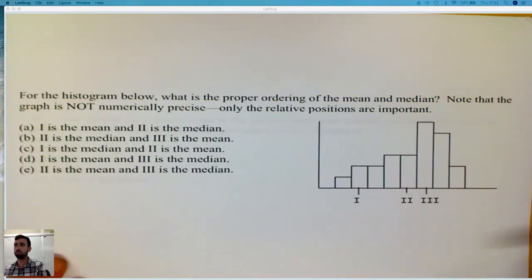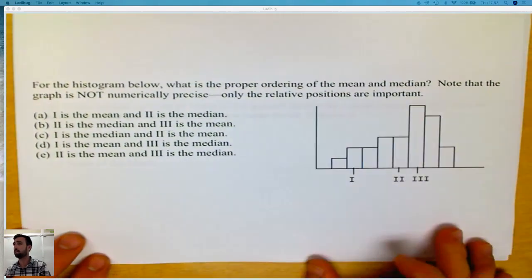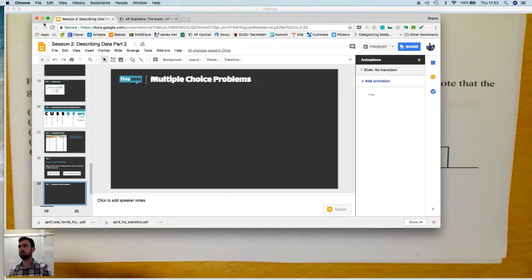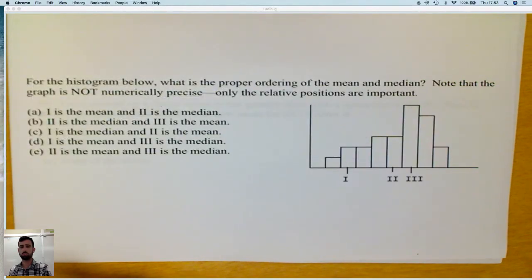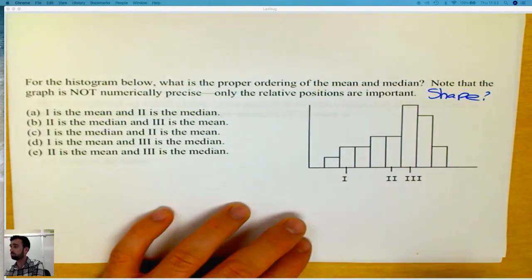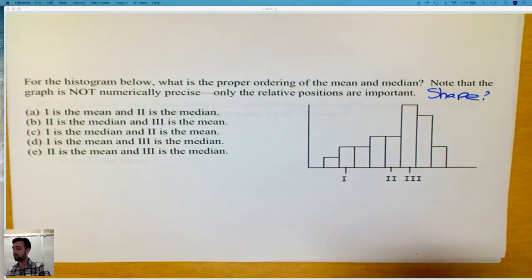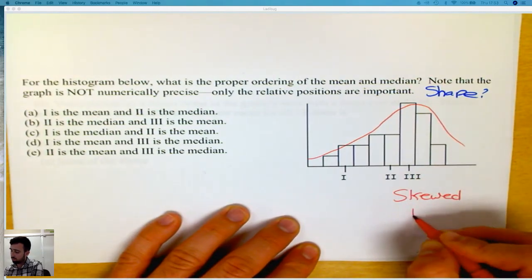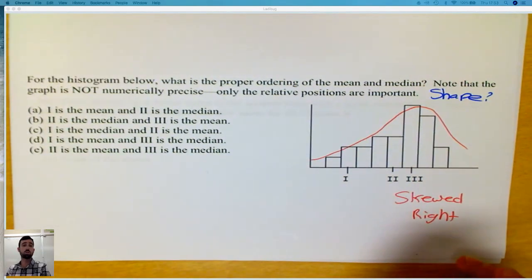I like this question because it focuses on mean versus median. So for the histogram below, what is the proper ordering of the mean and median? Oops, what happened here? Minimize this. Sorry about that. Okay, so first of all, what's the shape of this distribution? Well, it's not symmetrical, but it is kind of skewed to the right. So if something is skewed to the right, we know exactly what's bigger, the mean or the median. Here's why.